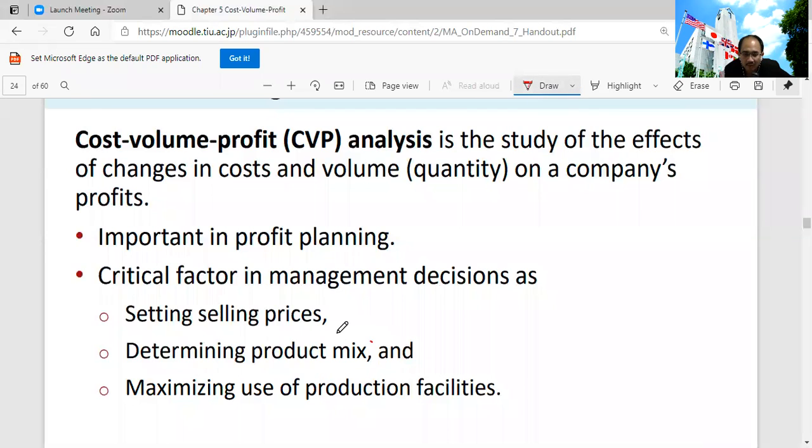This will be discussed in the next part, chapter 6. So the second part, sales mix. Okay. So CVP is important in profit planning and a critical factor in management decisions.